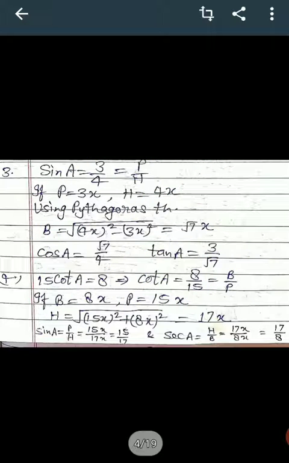So the answer is 17x. Now sin A is p upon h, perpendicular is 15x upon hypotenuse 17x. x cancels, so we get 15 upon 17. Now for the second part we have to find sec A. Sec A is h upon b. h is 17x and b is 8x. So x cancels again, and we get sec A equals 17 upon 8. Clear?